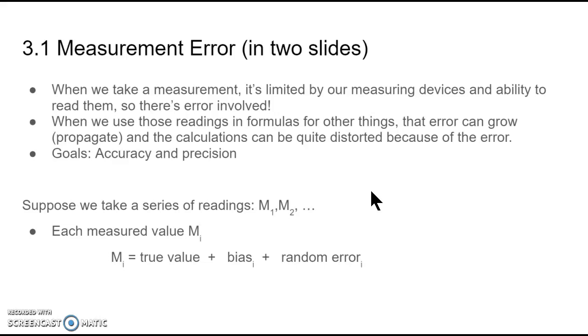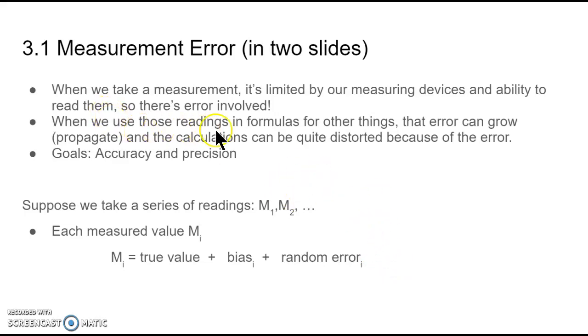So just think about it. Your 21-year-old eyes are probably better at reading a thermometer than my 56-year-old eyes, right? So you probably have less error if you're reading your thermometer. But there's always error when you do a reading, okay? Partially it's because things are continuous.